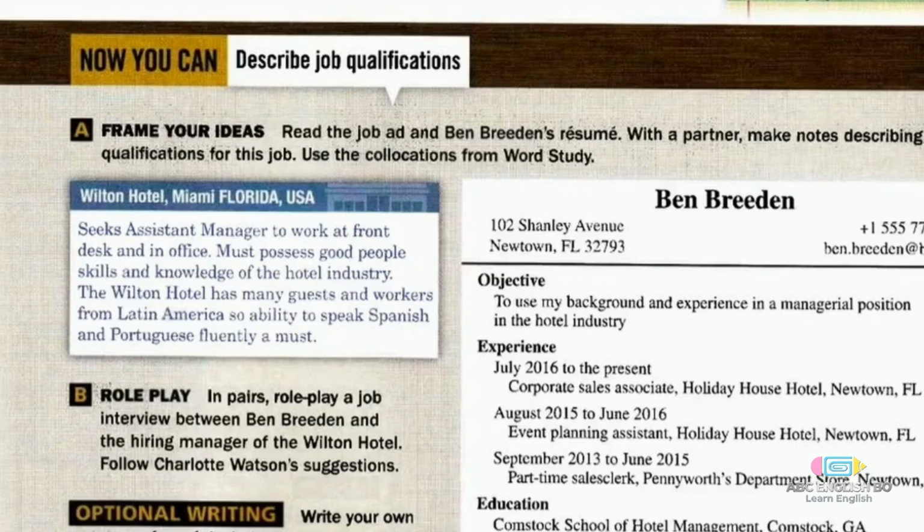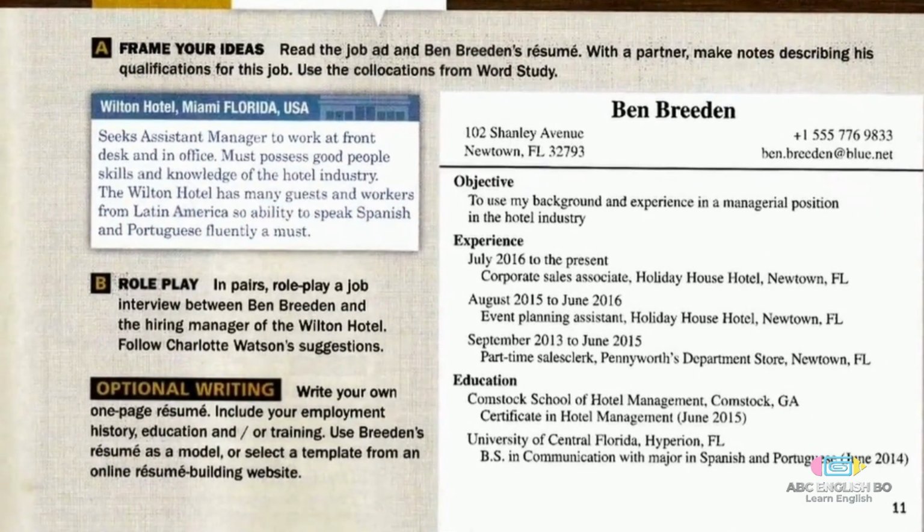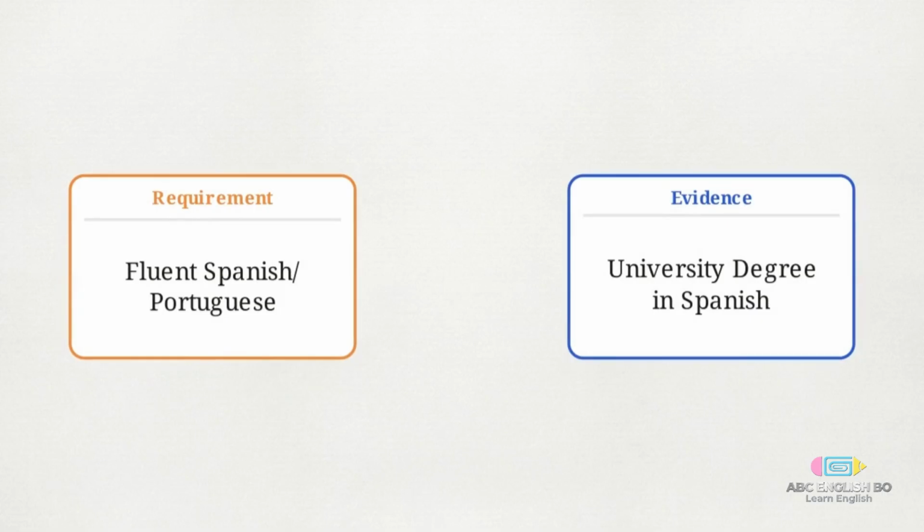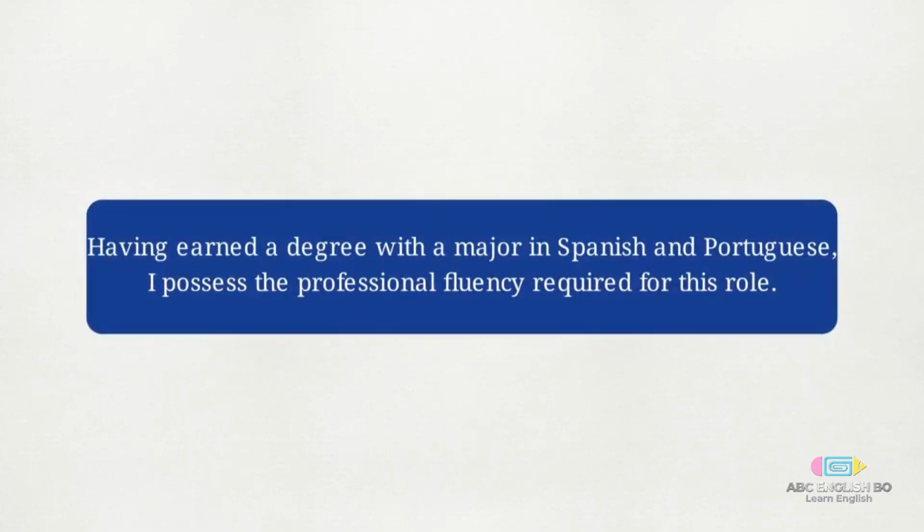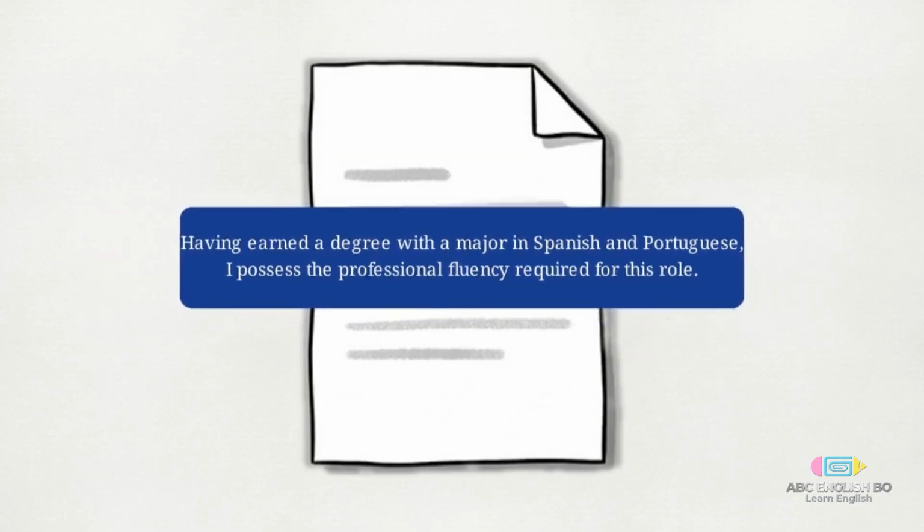Let's look at this Wilton hotel job ad to use a strategy called direct mapping. We scan the text for critical requirements, like fluency in Spanish and Portuguese. Next, examine your resume for concrete evidence, like this applicant's university degree majoring in those exact languages. You then combine those two pieces of information into a single, highly targeted sentence for your letter, proving that you have exactly what they are asking for.